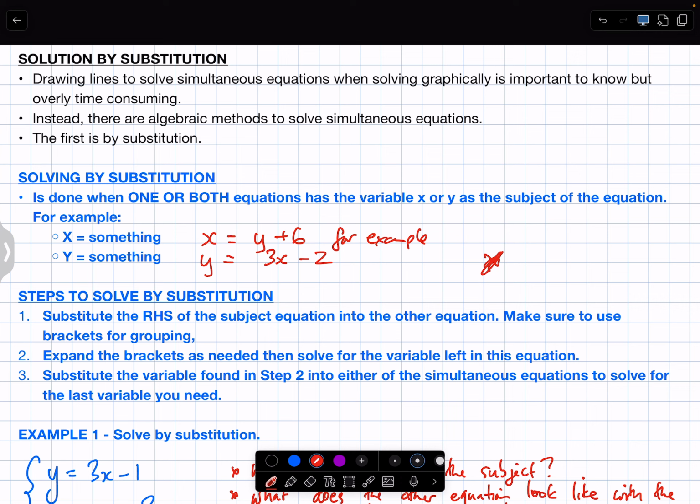So I believe in your assessment, I'm only asking you to do 2 graphically. The rest, get faster with the algebra.